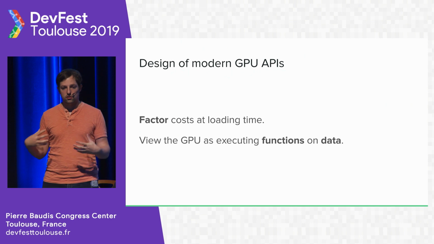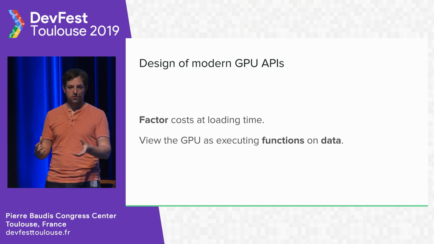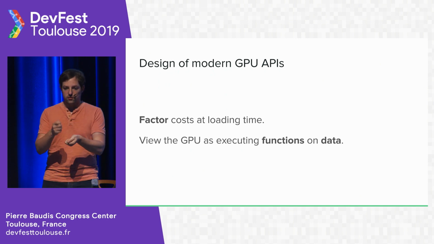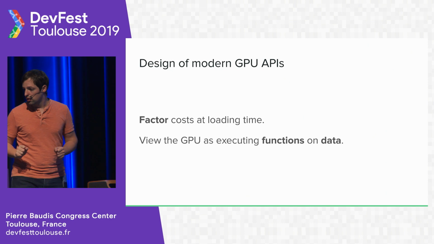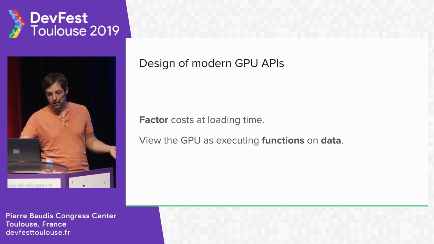So this is one element of design. And the second one is that it tries to see the GPU as a bunch of functions that operate on data versus previous APIs that see the GPU as some kind of state machine that you modify things on. So let's look at how we can factor costs at loading time.